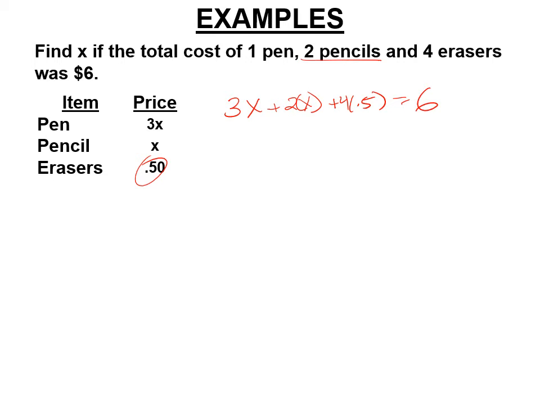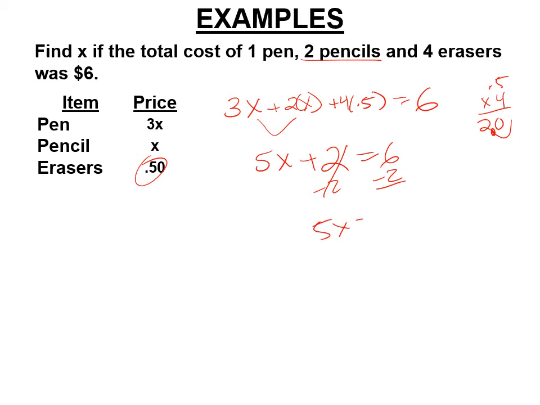So we have 3x plus 2x, right? That's 5x. And 50 cents times 4 is $2, right? So it's 5x plus 2 equals 6. Subtract 2 from both sides. 5x equals 4. Divide both sides by 5. X equals 4/5. Perfectly good answer normally, but these are prices, right?